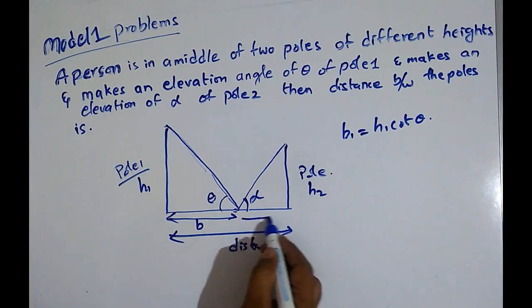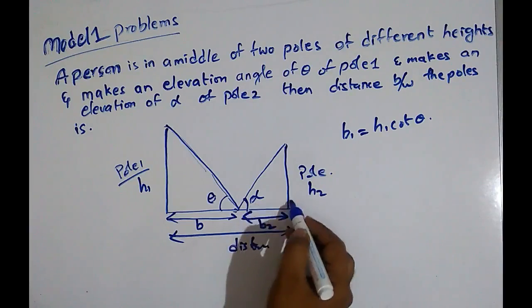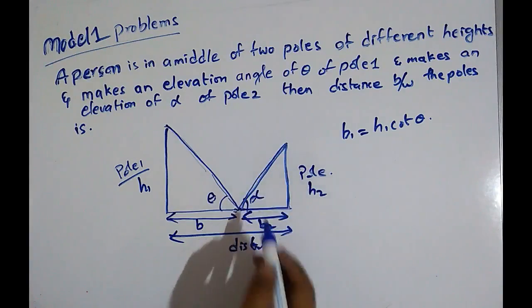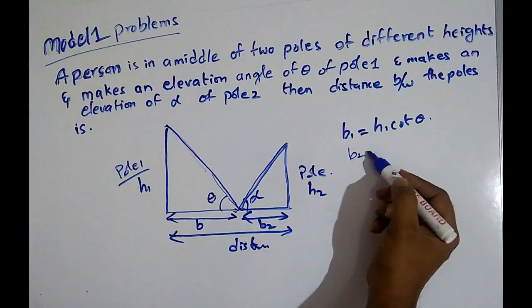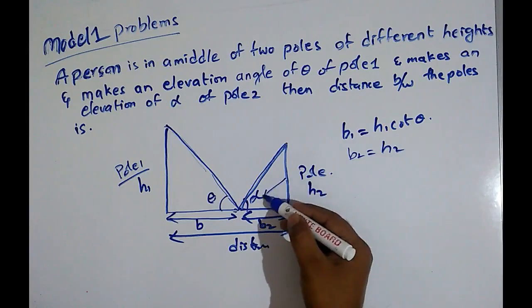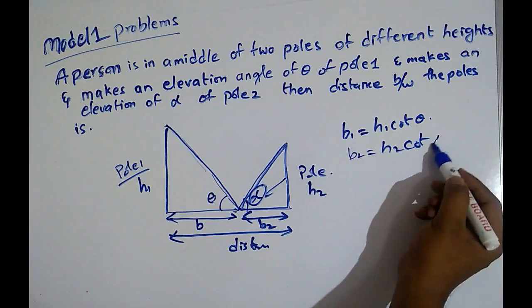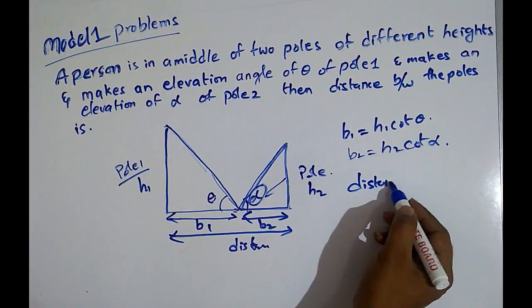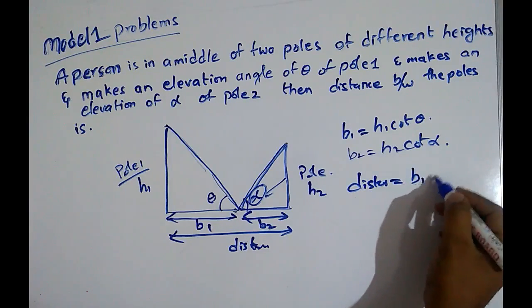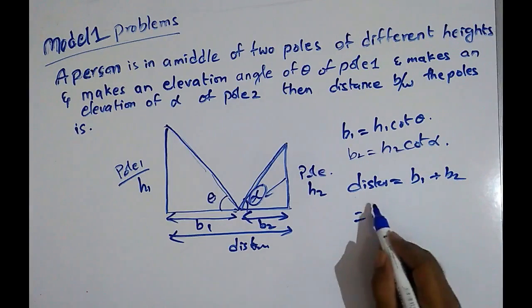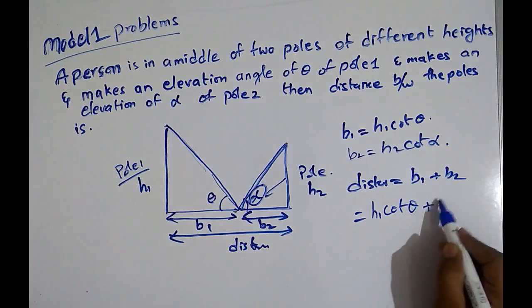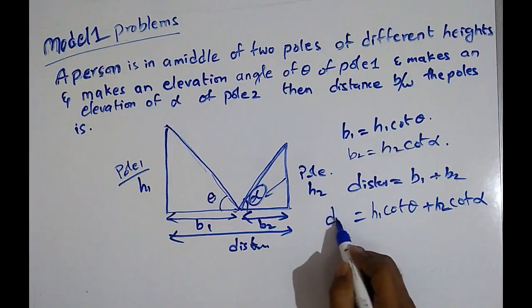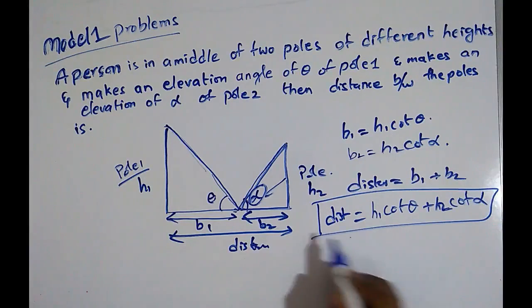In the same way we will find base 2 using the elevation angle with pole 2, friends. That is, we will take this triangle. From this we will get base 2 is equal to h2 into cot alpha, and adding these two, base 1 and base 2, we will get the distance, friends. The distance between the two poles is given by b1 plus b2, that is h1 cot theta plus h2 cot alpha. So this will be the answer, friends.